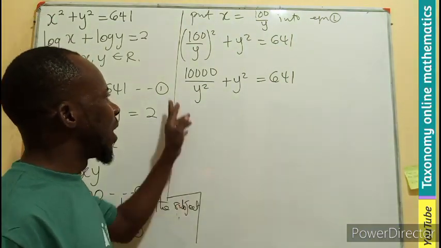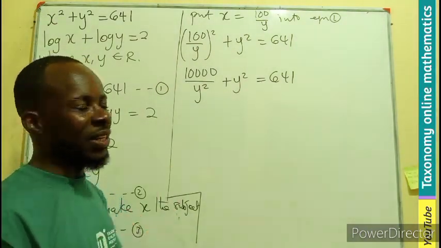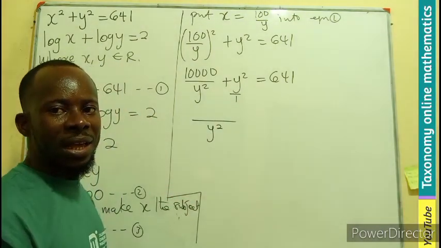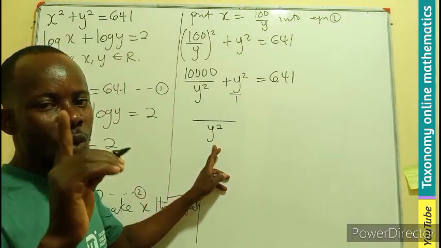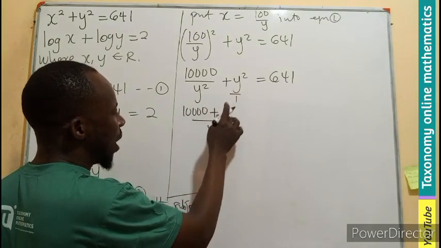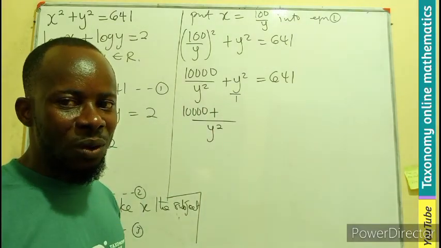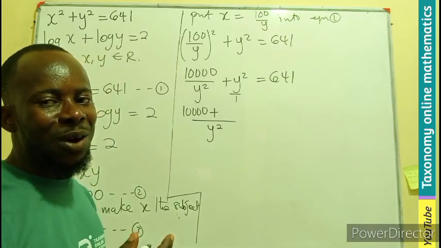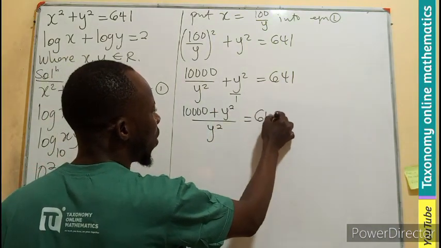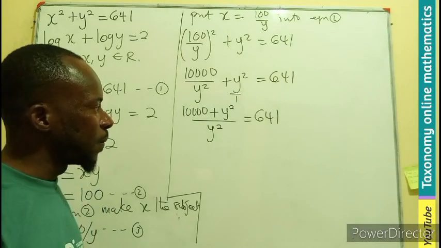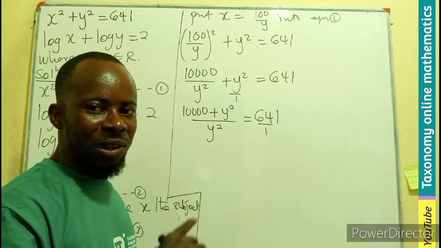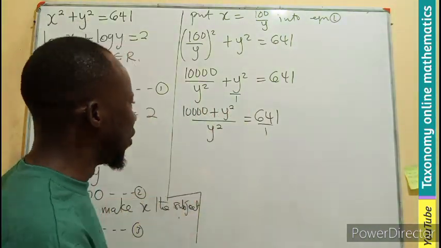All right. Now, we can solve the left-hand side as a fraction. So this divided by 1, the LCM is y squared. When y squared divides y squared, it gives you 1. 1 times 10,000 will give you 10,000. 1 times y squared will still remain y squared. y squared times y squared will be the addition of the powers. That will be y to the power 4, still equals 641. So now, we can solve this as a fraction, cross multiplying.